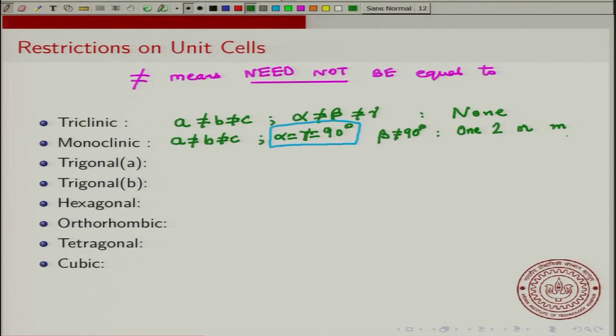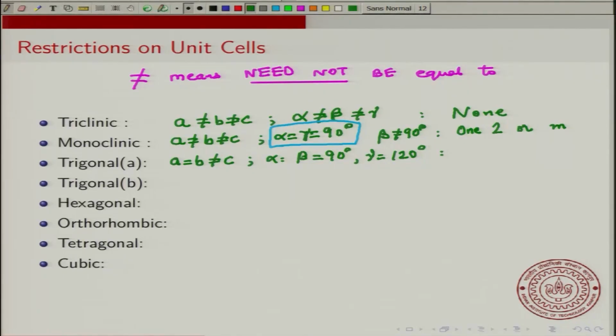Now, the trigonal. There are two trigonals. There is trigonal A, in which case you have A equal to B and it need not be equal to C, and you have alpha equal to beta equal to 90 degrees and gamma equal to 120 degrees. So this is like one third of a hexagonal cell.